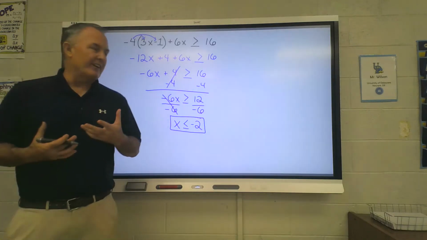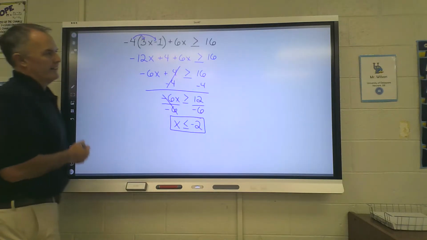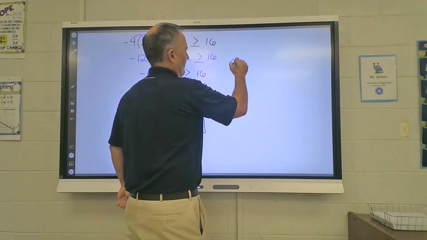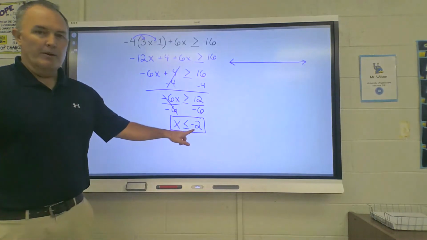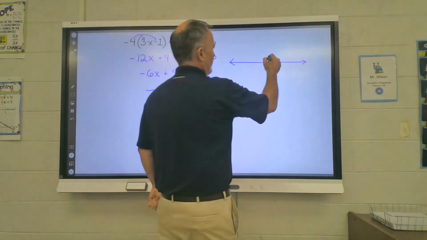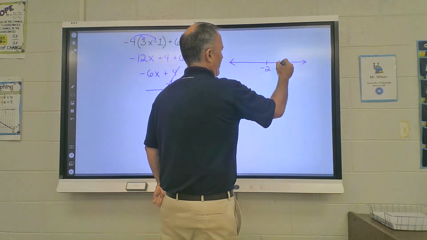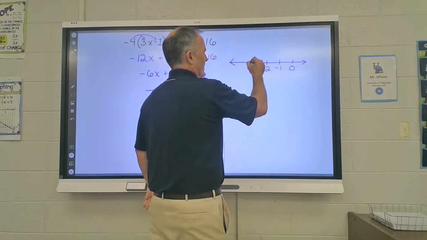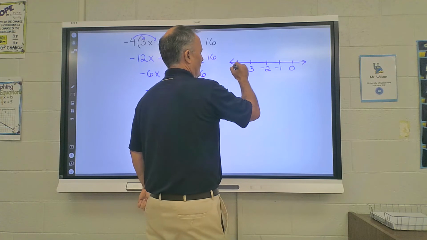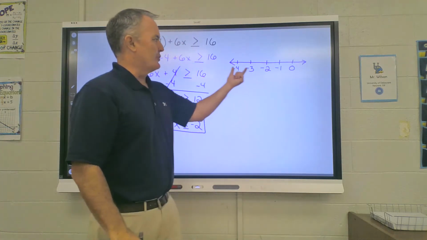Now, here's where we're going to graph it slightly differently. All right, so what I'm going to do here for the graph, let's put it up here. Let's do a number line. The number we're discussing is negative 2. We'll put that somewhere in the middle and put a couple of points on both sides. Like I said, usually I do 2 on either side.